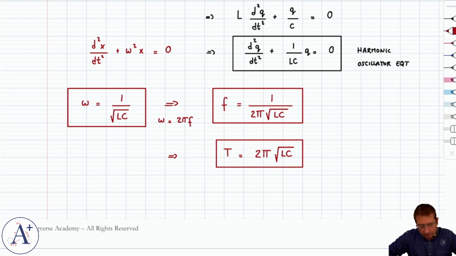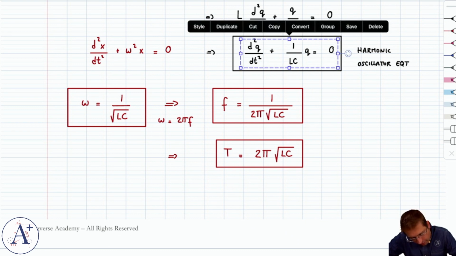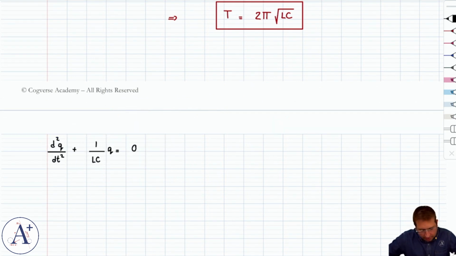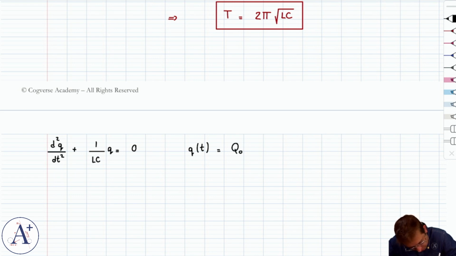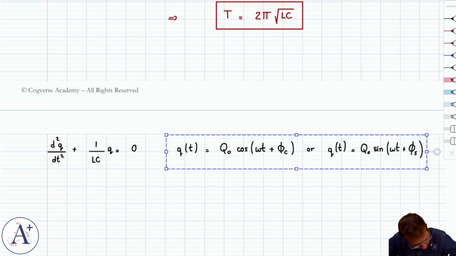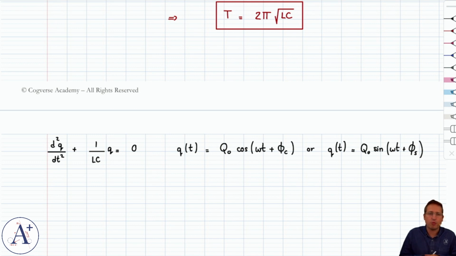Let's write the solution of this differential equation, which is going to be Q of t. Let's just put this here as a reminder and say that Q of t is going to be either in cosine or sine form, whichever one, but it's going to be Q0, that's the maximum charge that you can get, so it's the amplitude when it comes to the oscillating charge, cosine of omega t plus phi sub C, or Q0 sine of omega t plus phi sub S. And that's exactly what we reviewed when we went over this differential equation. That's the form of the solution.